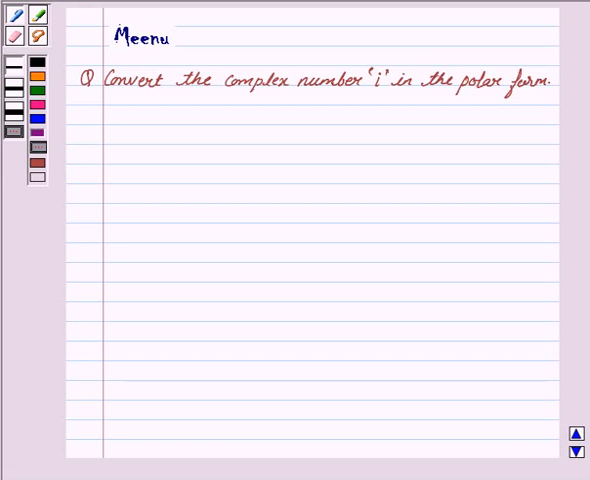Let's discuss the following question. It says, convert the complex number iota in the polar form. So let us first understand the basic approach to solve it.